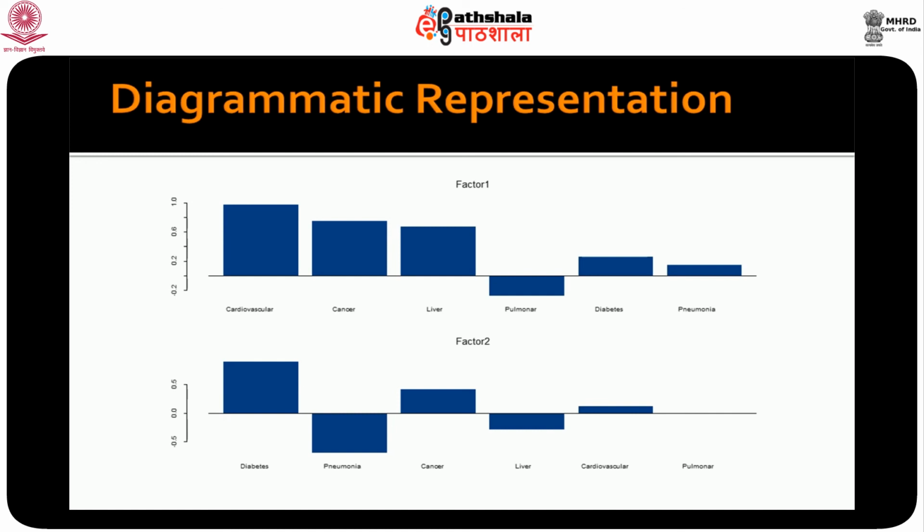For cardiovascular, the first factor has a high loading and the second factor a very low loading, whereas for diabetes it is just the reverse. So, there may be 2 different reasons working for these 2 diseases, and this is how we can use factor analysis to assess the variables in terms of communality or commonness as far as their underlying structure is concerned.